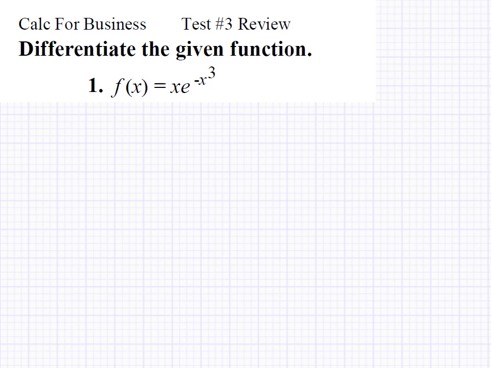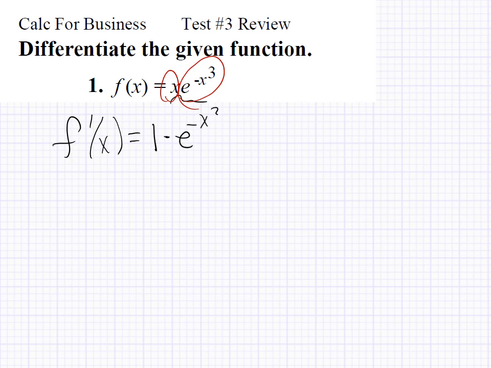This is also a product. So what we're going to be using is the product rule. So when I take the derivative, I have two parts here. I have the x and I have the e to the negative x cubed. So you should remember your product rule. I'll take the derivative of the x, which is 1, times the e to the negative x cubed, plus I'm going to take the derivative of the e to the negative x cubed times the x.